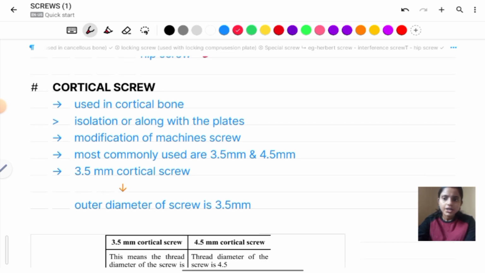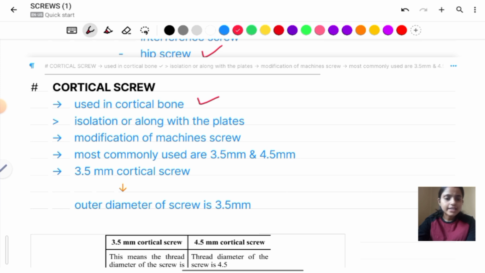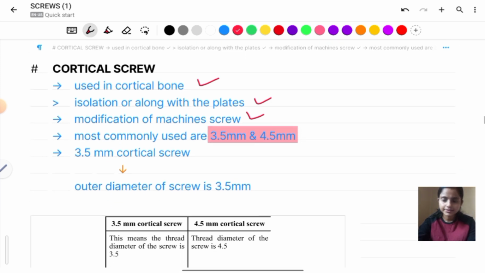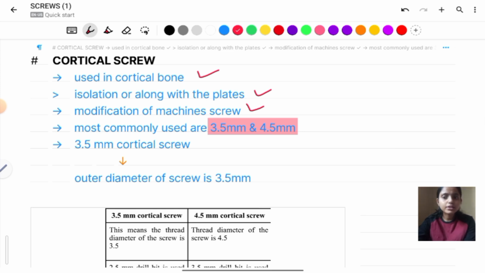Cortical screw. Cortical screw is used in cortical bone. Cortical screw may be used in isolation or along with the plates. Cortical screw is the modification of the machine screw, and the most common sizes of the cortical screw are 3.5 mm and 4.5 mm, which are used in orthopedic implants. 3.5 mm cortical screw means that the outer diameter of the screw is 3.5 mm.